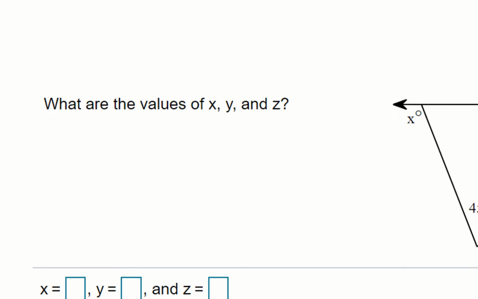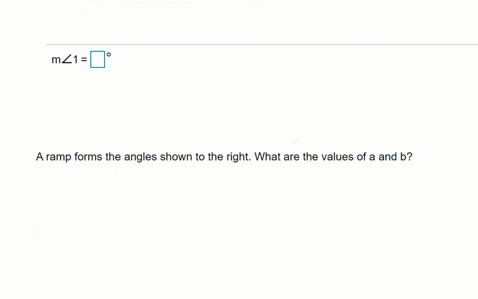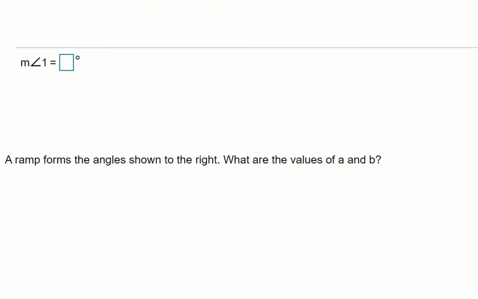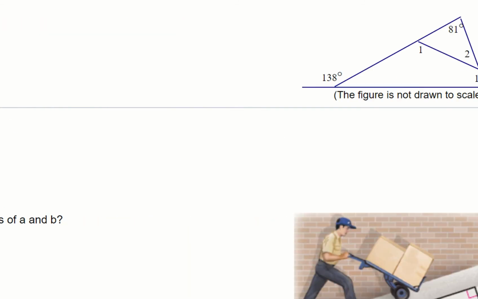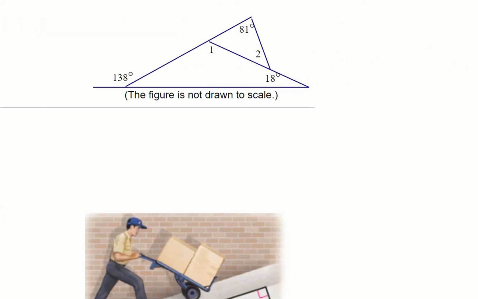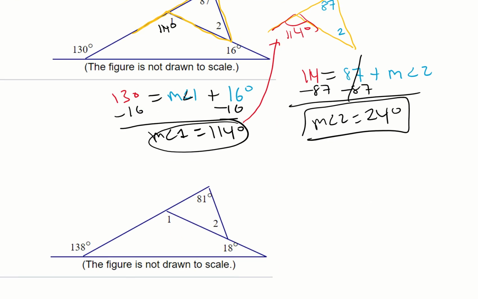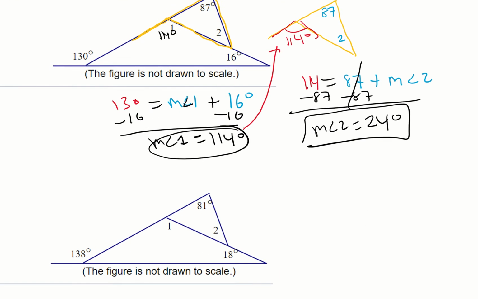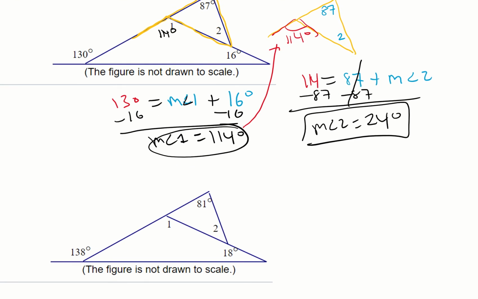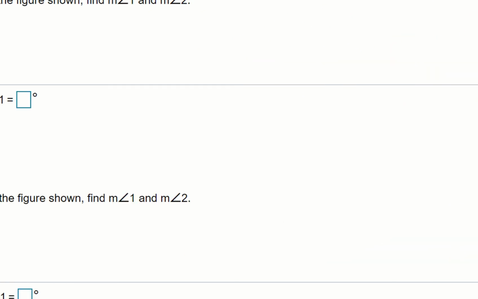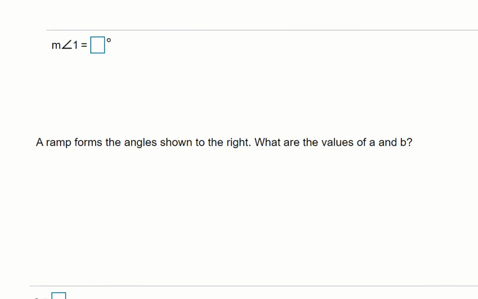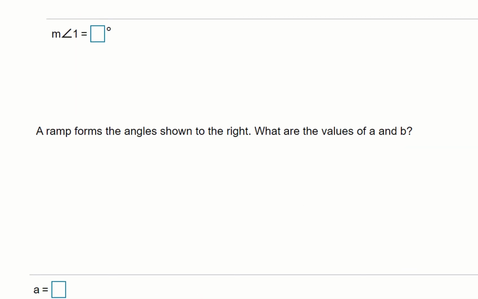All right, we are hopefully wrapping this up soon. We have here, for the figure shown, find angle 1 and angle 2. Oh, I think, didn't we do that? Yeah, we did something very similar. So I'm not going to do this one. This is actually the same type of problem as this one, they just have different numbers. So it's extra practice. All right, so we'll skip that one. It looks very similar. So let's look at this one.